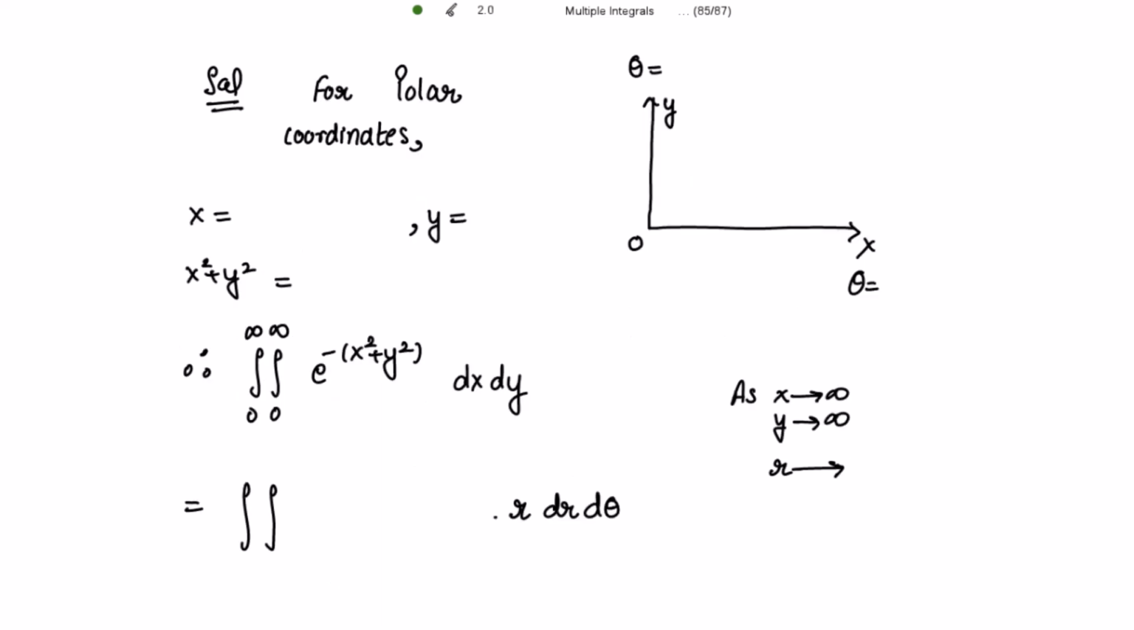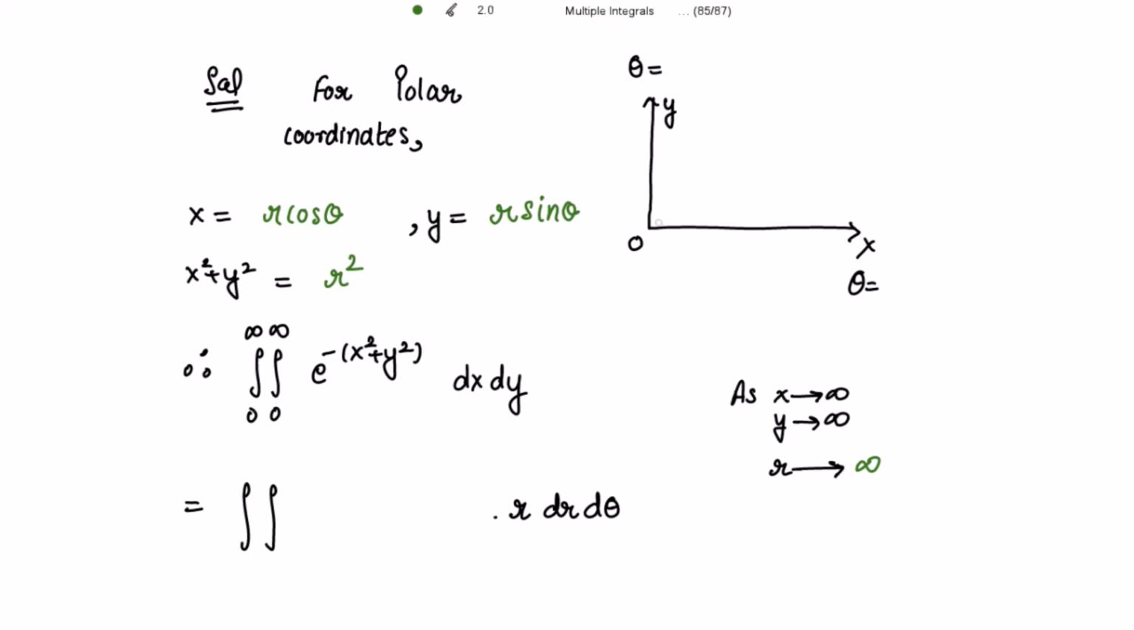So the solution for the given integral. For polar coordinates, we know that x is equal to r cos theta and y is r sin theta. And x square plus y square, when we calculate, comes out to be r square. Now as x is going to infinity and y is tending to infinity, r is tending to infinity, right?